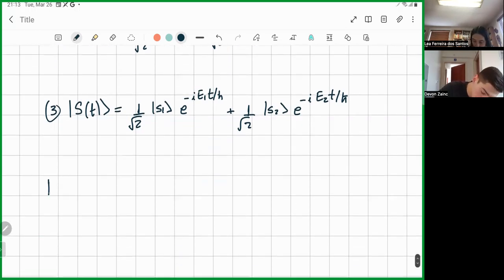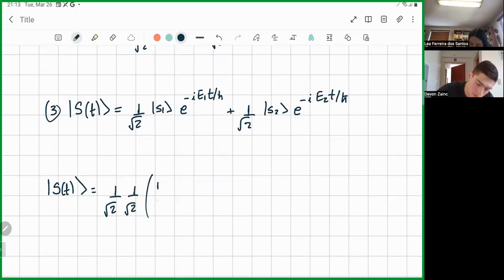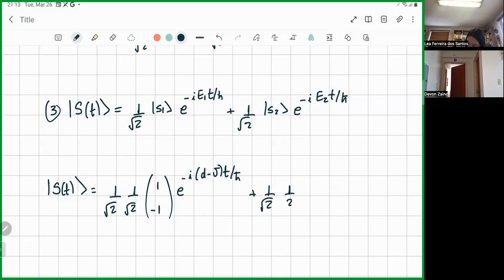So our evolved state is 1 over square root of 2, that's the C1. From the vector, we have another 1 over square root of 2, 1 and minus 1. Now this energy is D minus J, times t over h bar. Okay, and then 1 over square root of 2 is the C2, 1 over square root of 2 from the vector S2, 1 and 1, and here we have minus i, D plus J.